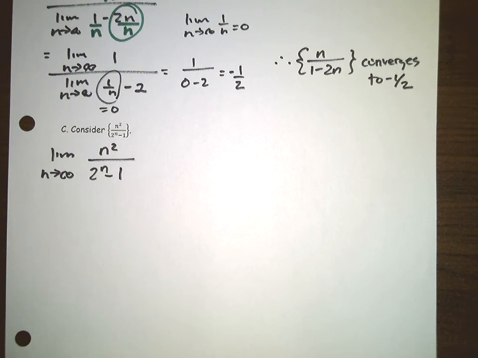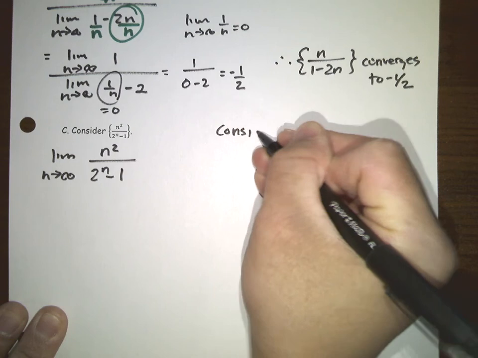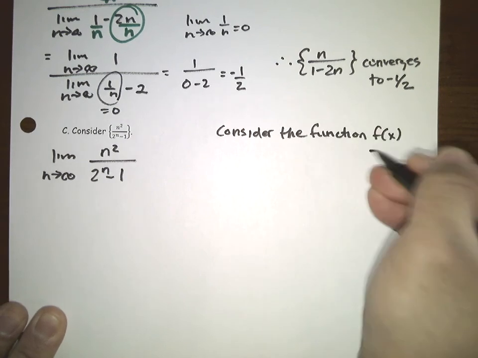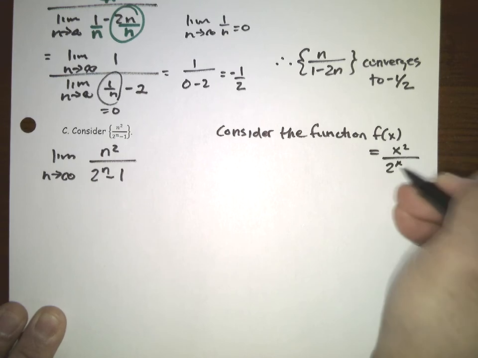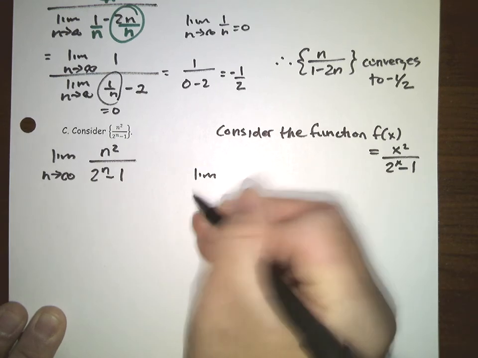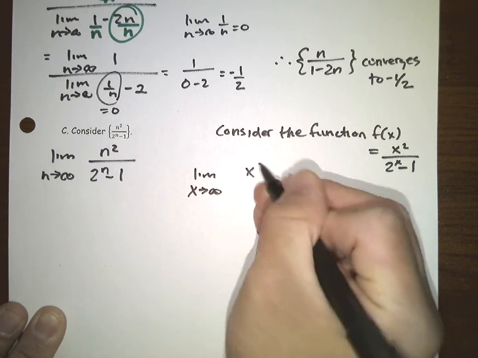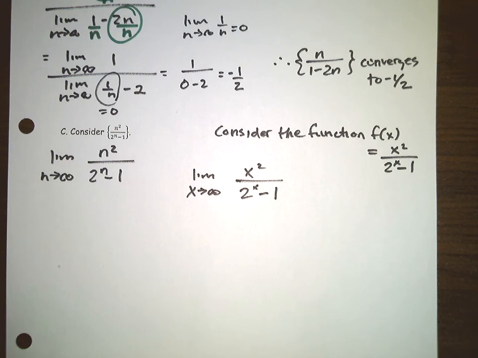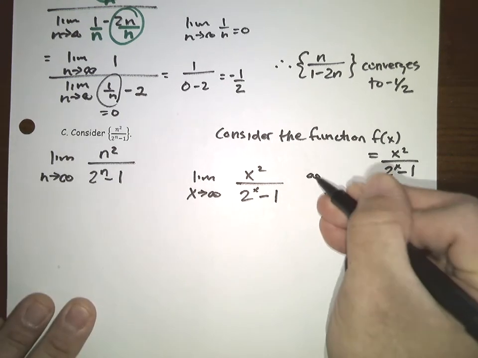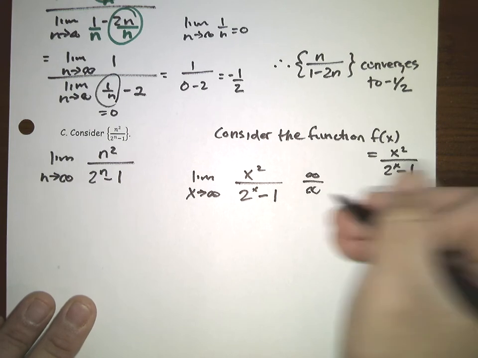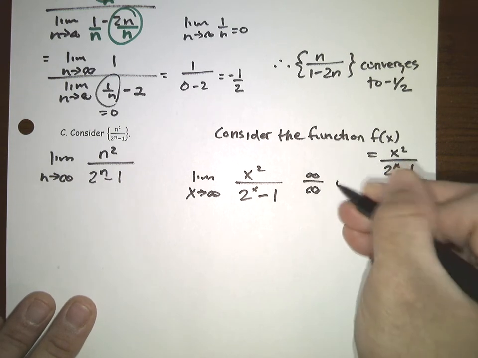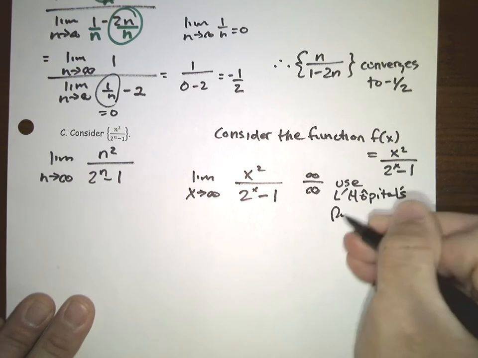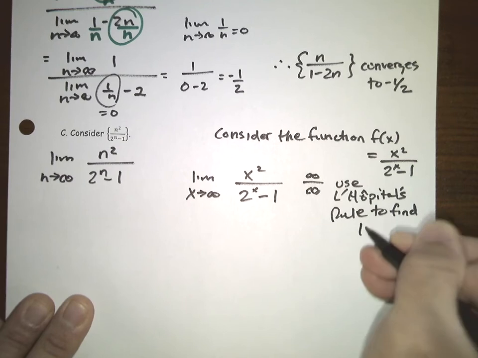So let me just, on the side here, consider the function f of x equals x squared over 2 to the x minus 1. Then we have the limit as x goes to infinity of x squared over 2 to the x minus 1. And this is of the form infinity over infinity. So that means we can use L'Hopital's rule to find the limit.